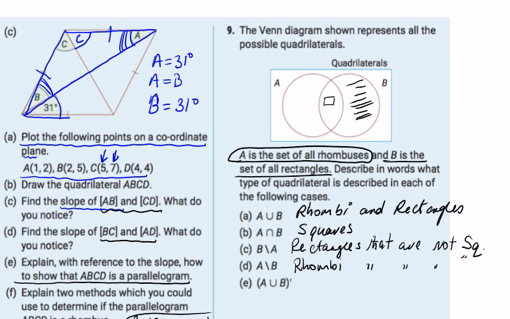And then A union B complement. So what's out there? All other types of quadrilaterals have to be out there. So what's outside A union B? Quadrilaterals that are not the other two, rhombuses or rectangles. So other types of parallelograms, trapeziums and stuff like that.